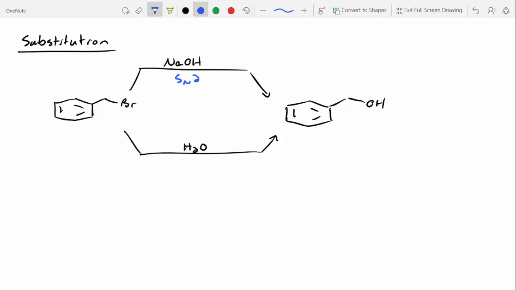So with benzylic substitution, you can actually do SN1 or SN2 substitution. If you do SN1, you only need a weak nucleophile. If you do SN2, you have to use a strong nucleophile. We can also do basic elimination reactions.